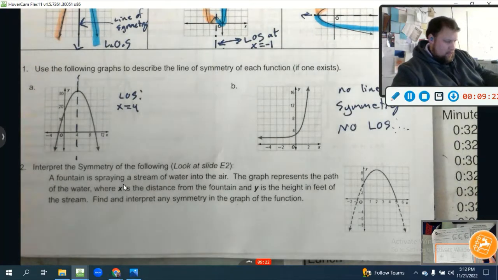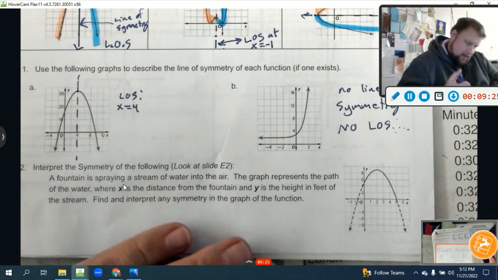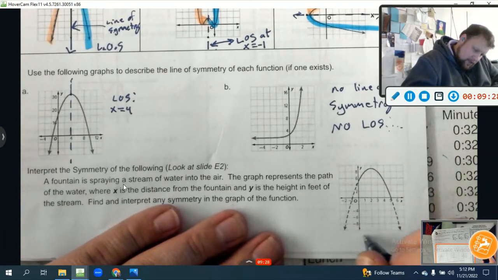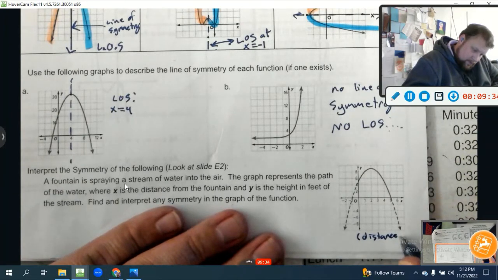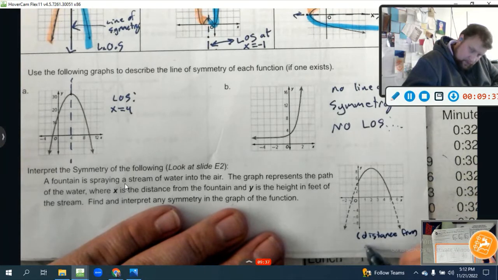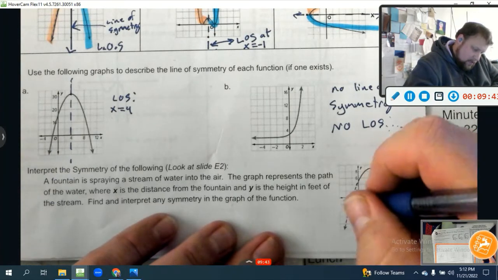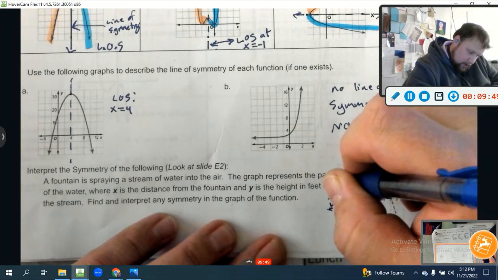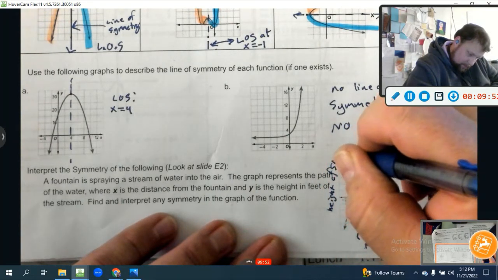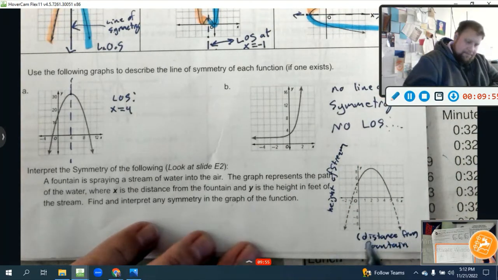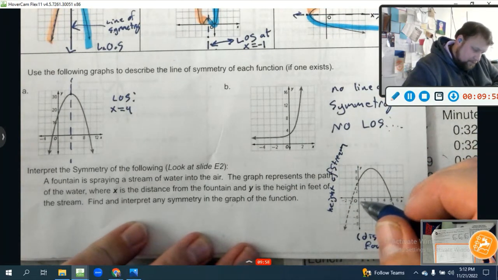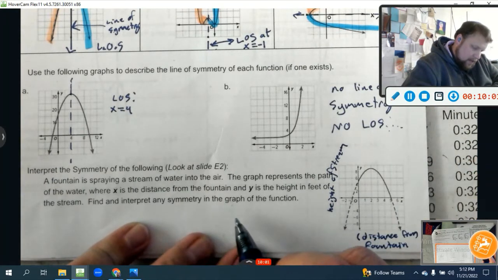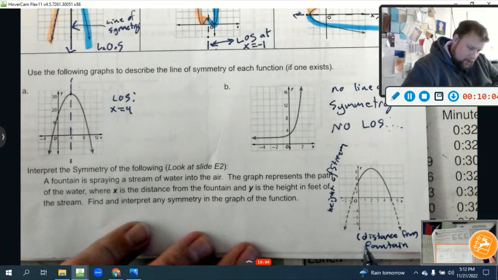So let's go ahead and fill that in. So it says x is distance from fountain. And the y is the height in feet of the stream. So the height of stream. And again, we're told it's in feet. Okay, so let's look at that. Find and interpret the symmetry of the graph of the function. Okay, let's go ahead and do that.